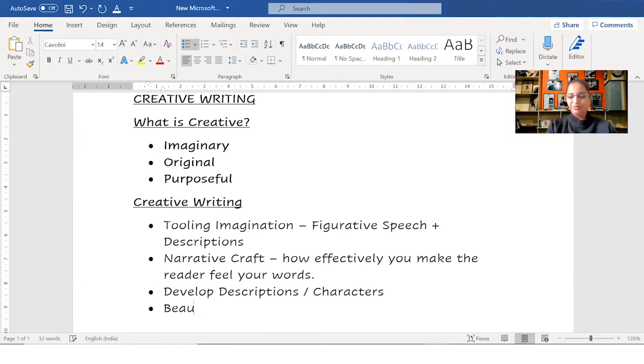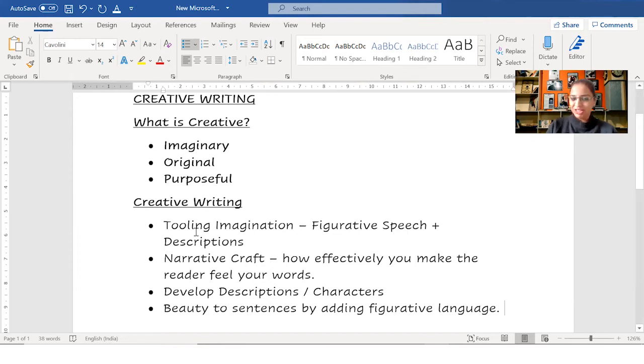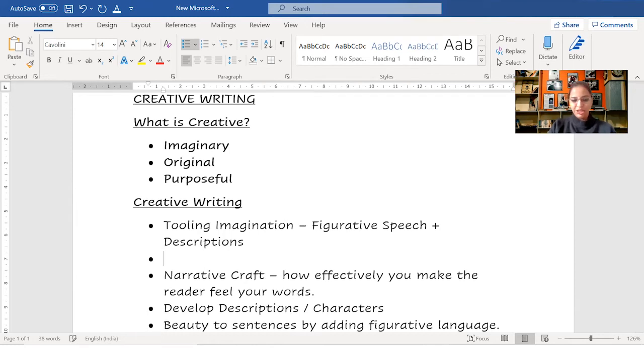Now, how do you do this? You add beauty to sentences by adding figurative language. Now, let me just give you an example for this. And what will happen after you do all this? You will tool your imagination. Let me give you an example for tooling imagination.